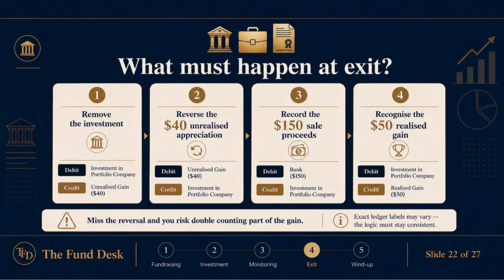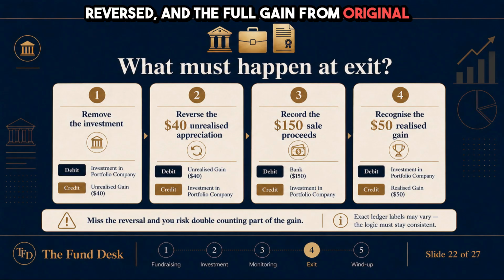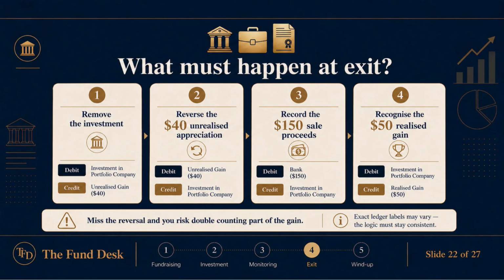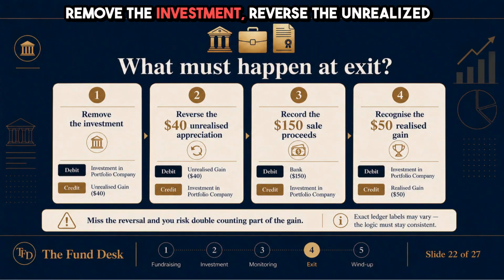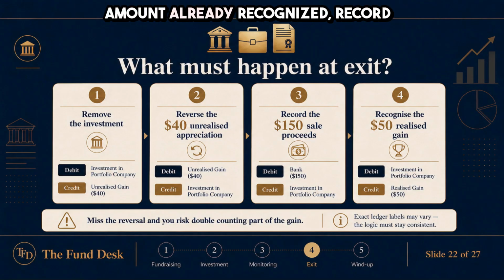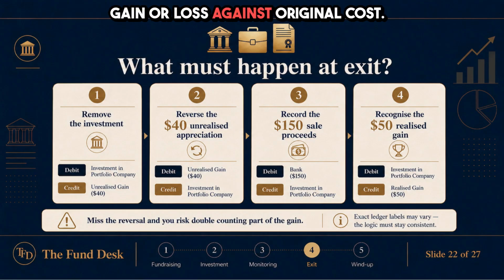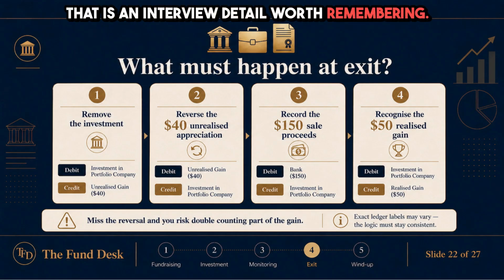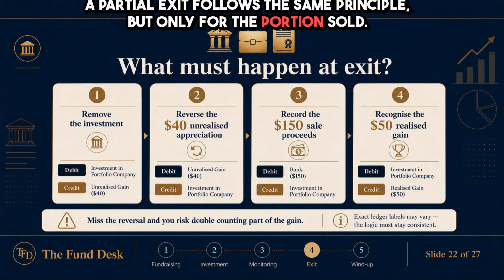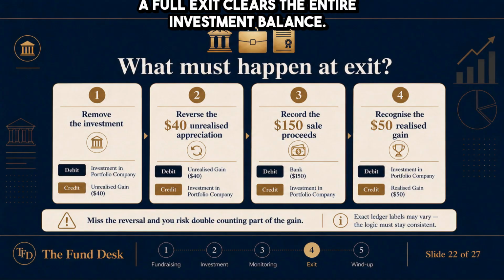At exit, the investment balance is removed, the previous unrealized appreciation is reversed, and the full gain from original cost is reported as realized. The exact ledger labels may vary, but the logic must remain consistent. Remove the investment, reverse the unrealized amount already recognized, record the sale proceeds, and recognize the realized gain or loss against original cost. Miss the reversal and you risk counting part of the same gain twice. That is an interview detail worth remembering. A partial exit follows the same principle but only for the portions sold. A full exit clears the entire investment balance.